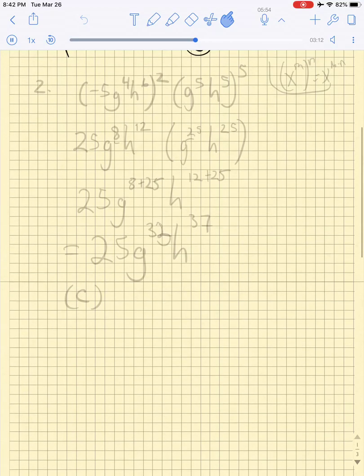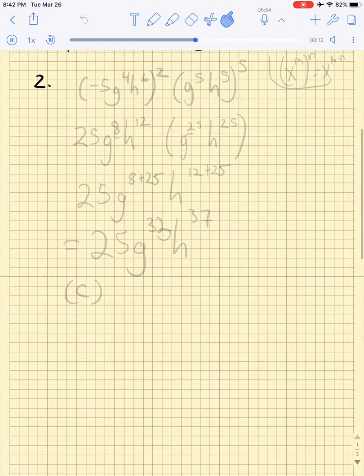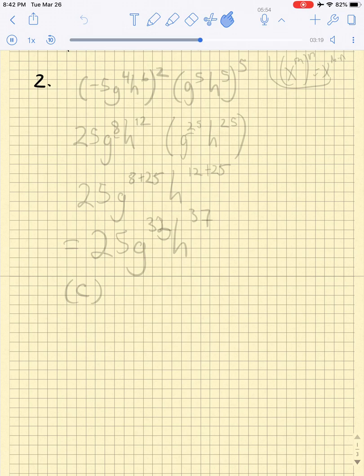Going on to number 2. We're given, we start with the given, which is in parentheses, negative 5g to the fourth, h to the sixth, the whole parentheses raised to the second, times g to the fifth, h to the fifth, raised to the fifth. Okay? So we got to look at everything in parentheses one thing at a time.